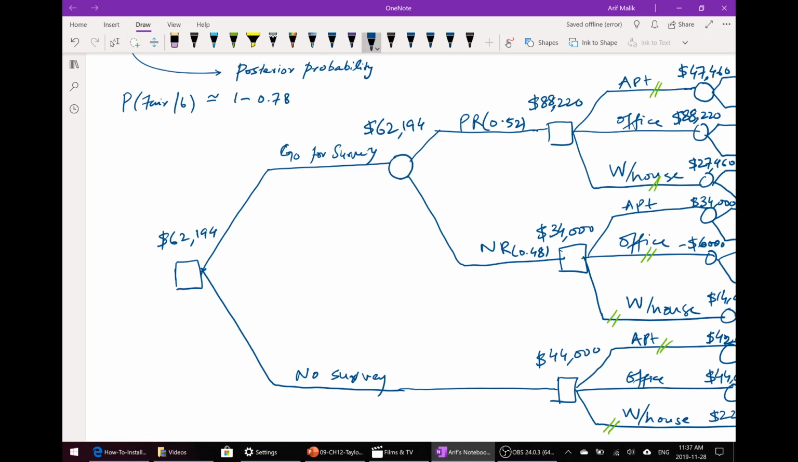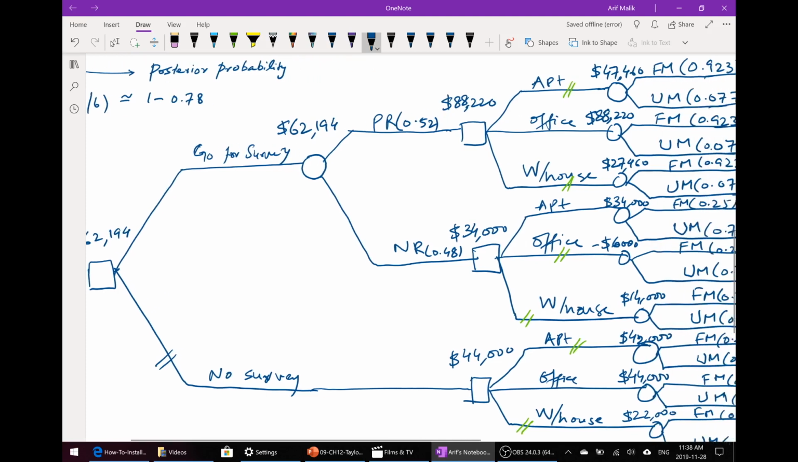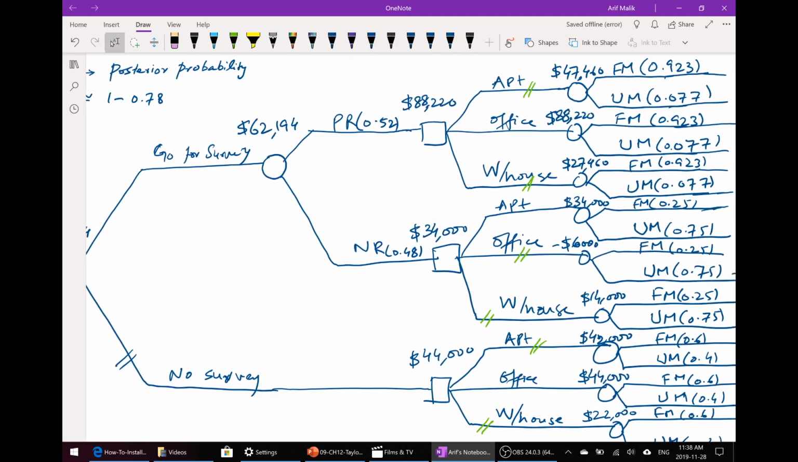As we can see, the maximum expected value is coming from going for the survey, so no survey is discarded, which means that we will take the decision to go for the survey, go for the reports from consultants. We may have to pay $1,000 for that, and then if the survey gives a positive report, we will invest in office, etc. So these are the sequential decisions.